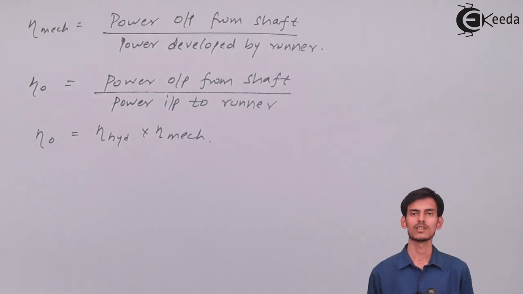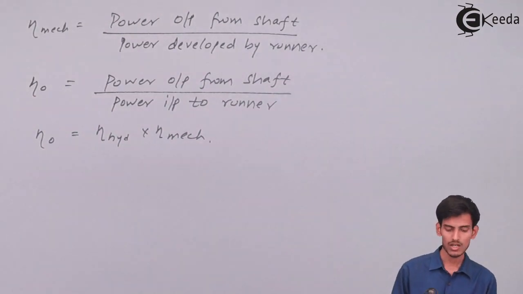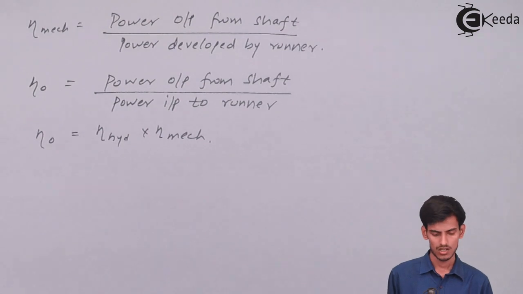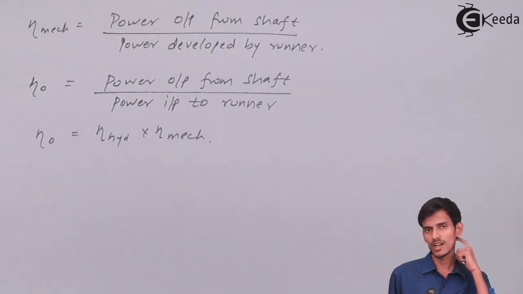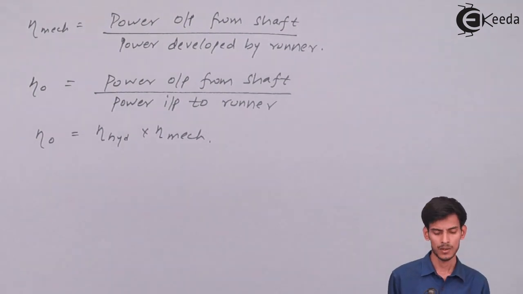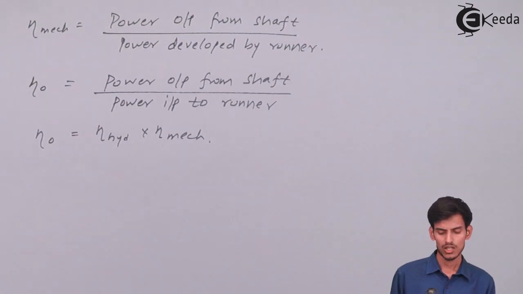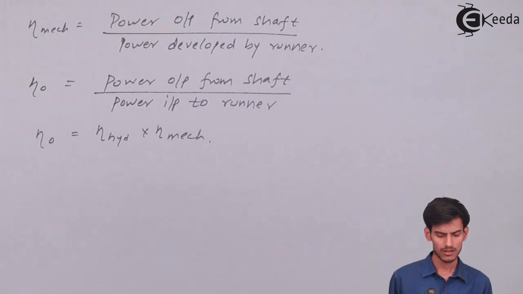There's one more formula, a way in which you can relate all three efficiencies. The overall efficiency is the product of hydraulic efficiency and the mechanical efficiency. So overall efficiency is hydraulic efficiency times mechanical efficiency. So any two you can get the third one. Next, we've seen the work done and we've seen the efficiencies of the three.